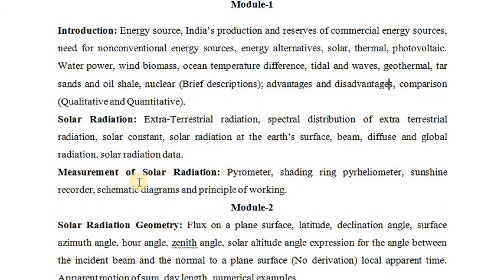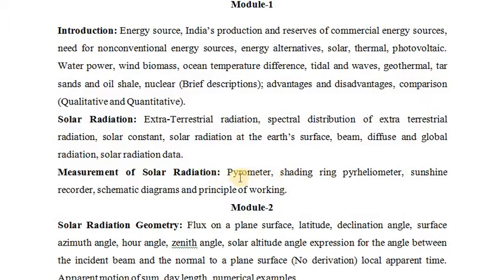Next, after that, measurement of solar radiation is very important, because as we know, solar radiation will vary from morning to evening. The intensity of solar radiation is maximum at afternoon time and very less in the morning time. Again it will get reduced as the sun moves towards the evening time. Then how are you going to measure the solar radiation?